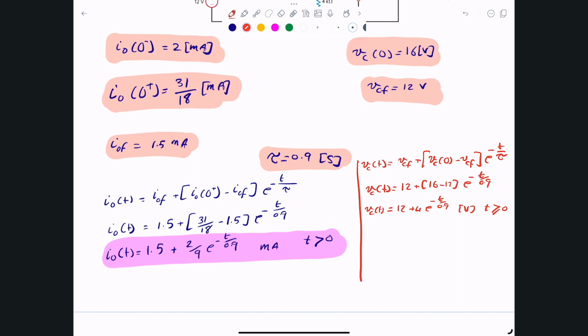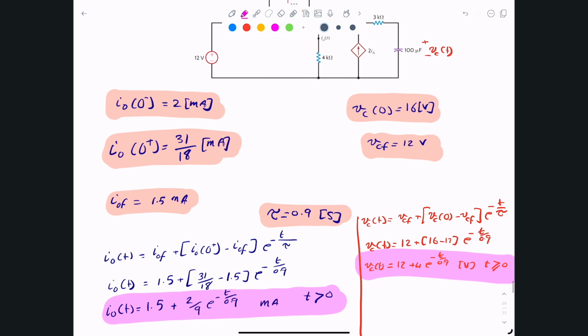That's VC of t. That gives me the value for this particular voltage in here. Okay, that's this one here. And I'm equal to 0 in here because it opposes the change in voltage.